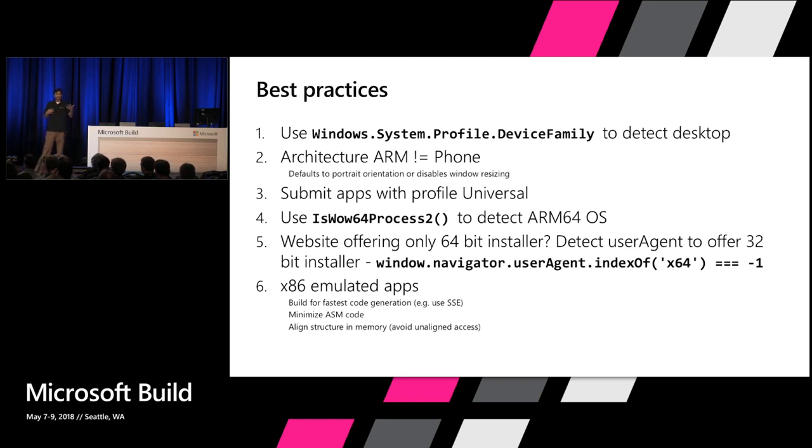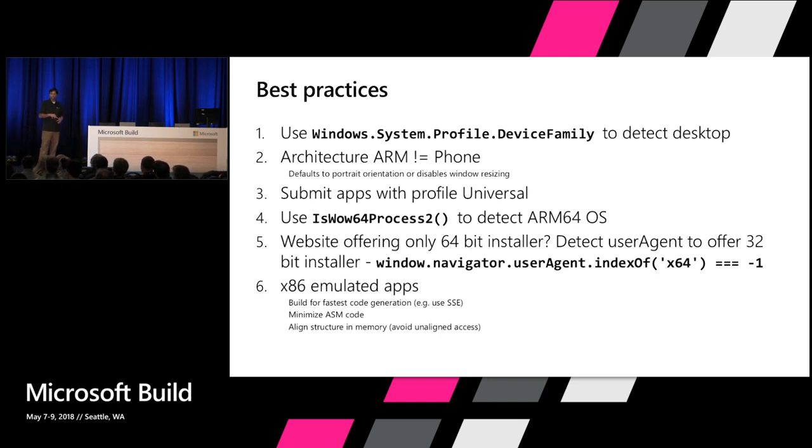In fact, a lot of apps, Paddington is a good example, assume since architecture equals ARM, they don't even show you your maximize, minimize button. They run it in portrait mode. So please don't do this. If you want to check whether the device is ARM, you can use IsWow64Process2. That tells you exactly what the architecture is. We've seen websites offer only 64-bit because they are not checking the client correctly. So if you're trying to check for ARM for x64 machine, please look for the x64 string in user agent.